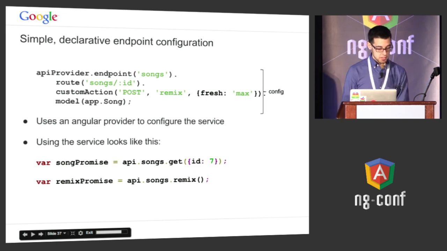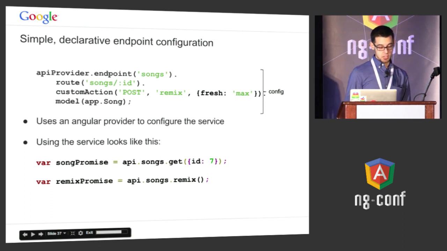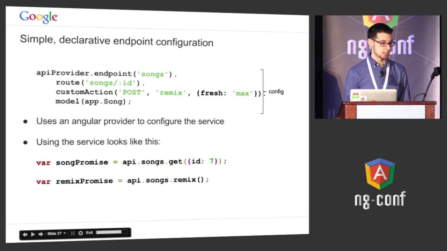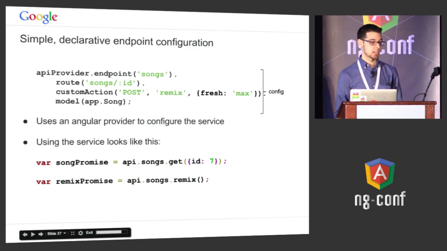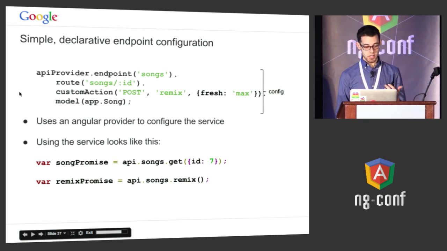So this configuration API is exposed via an Angular provider. The provider is consumed during the config block, as you can see, of an Angular module before the rest of the application is initialized. Using a provider like this allows us to separate the code for the API service from the actual configuration that is specific to our REST API. This lets us use the same service in other projects that have different REST APIs. So looking at this configuration, you can see it really is simple to read, where from our API provider, we're defining an endpoint for songs.